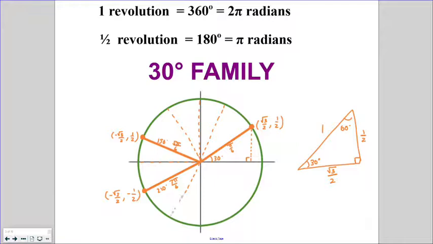Okay, another 30 would get us to an angle on the 60-degree family. Another 30 would get us to the negative y-axis. Another 30 gets us to 300, which is part of the 60-degree angle family. So the last 30-degree angle is going to be here in the fourth quadrant. Remember, fourth quadrant, x values are positive, y values are negative. This is 330, or 11 pi over 6.